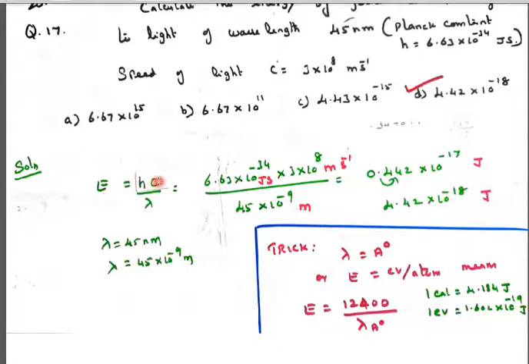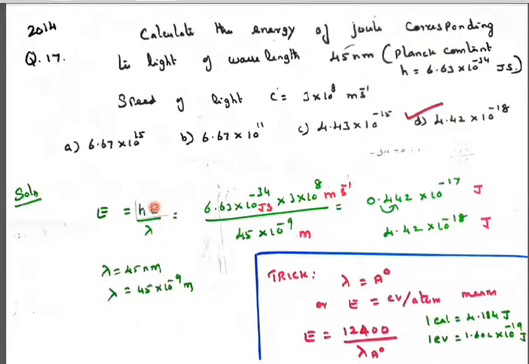Here h is Planck's constant, c is the velocity of light, and lambda is the wavelength of the light. The wavelength of the light is given as 45 nanometer. Nano means minus 9, so 45 nanometer is equal to 45 into 10 to the power of minus 9 meter. So we should substitute all the values: h value 6.632 into 10 to the power of minus 34, and c value 3 into 10 to the power of 8. The unit of h is joule second, velocity of light is meter per second, and wavelength is 45 into 10 to the power of minus 9 meter.